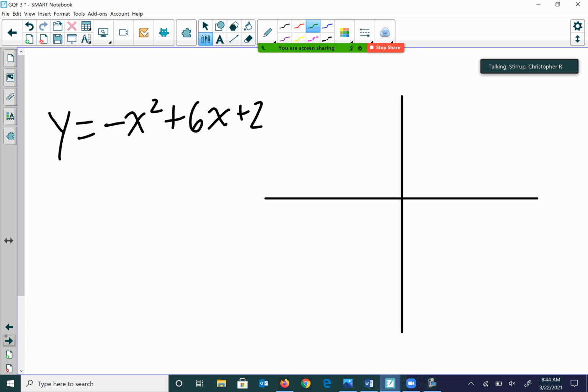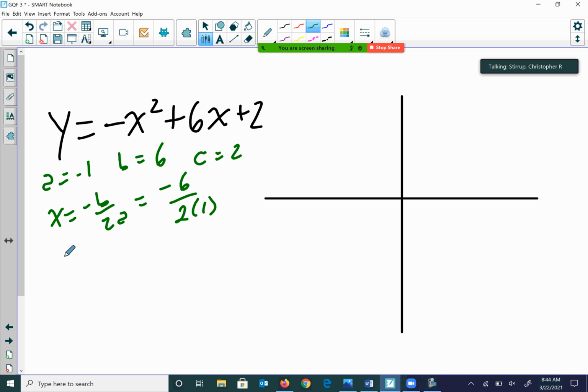All right, we're going to go ahead and graph this one. So my A value is equal to negative 1. My B value is equal to 6. My C value is equal to 2. My axis of symmetry is going to be negative B over 2A. So I'm going to get x equals negative 6 over 2 times negative 1, over negative 2. So my axis of symmetry is going to be 3.